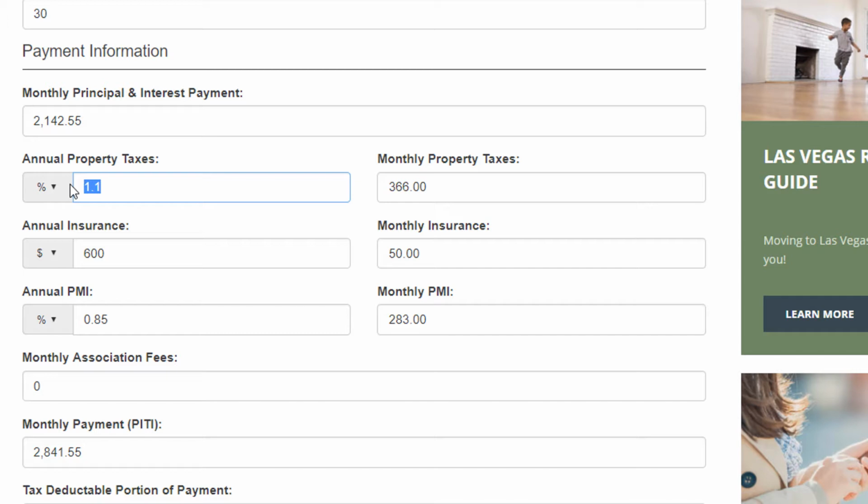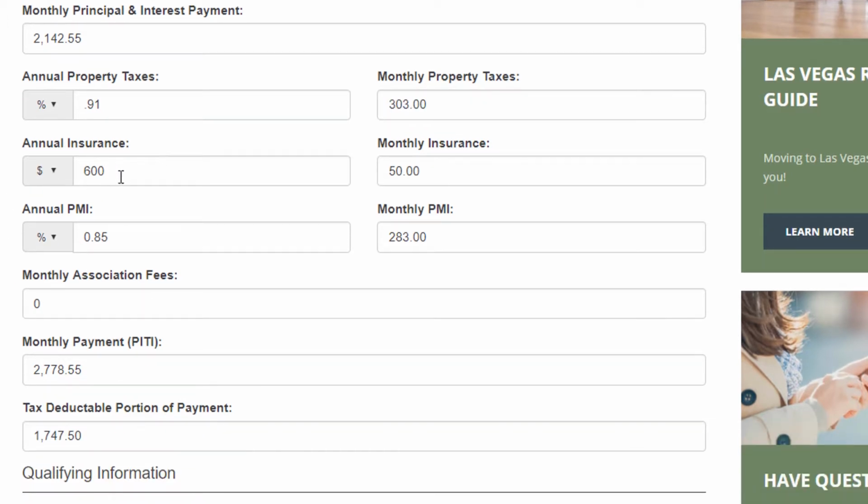So for example, property tax rate, Las Vegas, Nevada, right? We're going to change this to 0.91. That's what we have here in Las Vegas. This shows a property tax amount right here. So you can already see the difference from your monthly principal and interest payment alone, and then just adding your monthly property tax, how significant a difference that is.